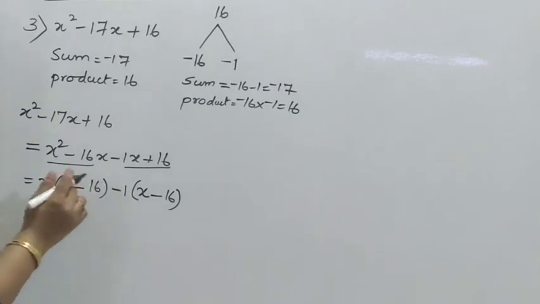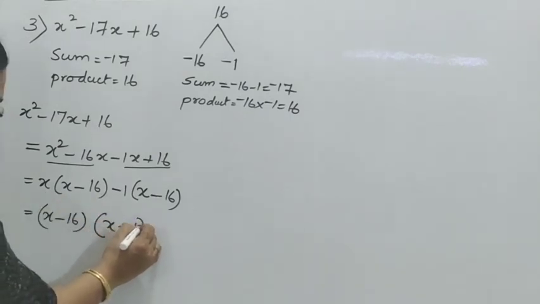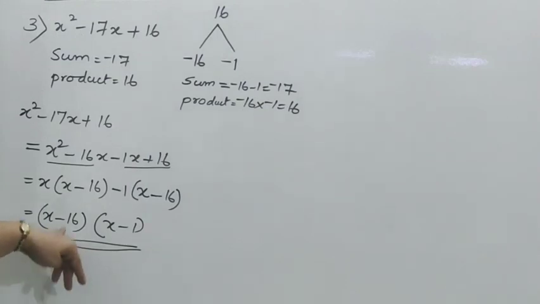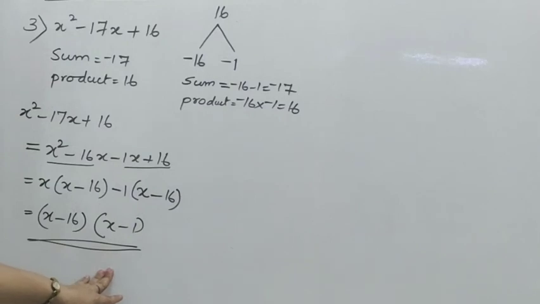Now again the next step, what is the common factor? x minus 16 is common. Then the remaining terms are x minus 1. So we got the answer for this question: x square minus 17x plus 16 equals x minus 16 into x minus 1. That means the degree 2 polynomial we have expressed as a product of two factors, each having degree 1. Further we cannot reduce this polynomial, so we keep it as it is. So x square minus 17x plus 16 can be written as x minus 16 into x minus 1.